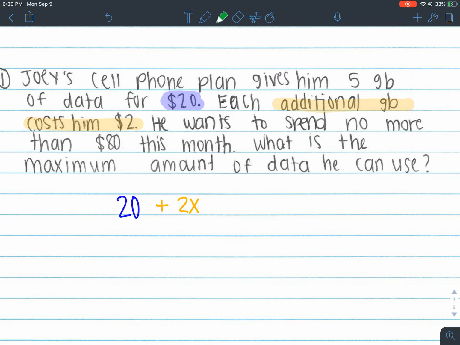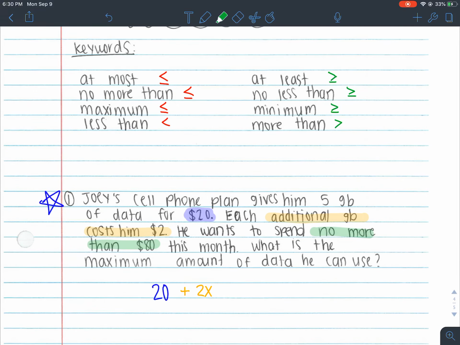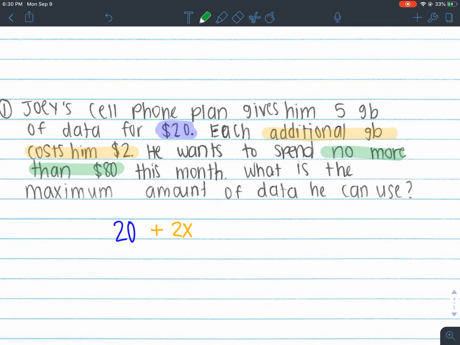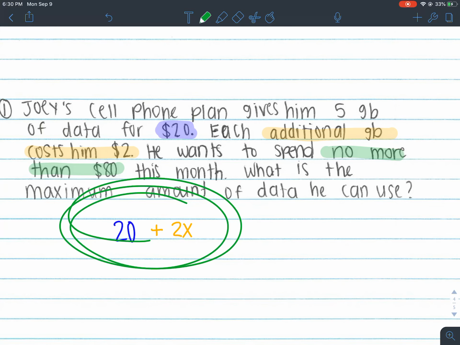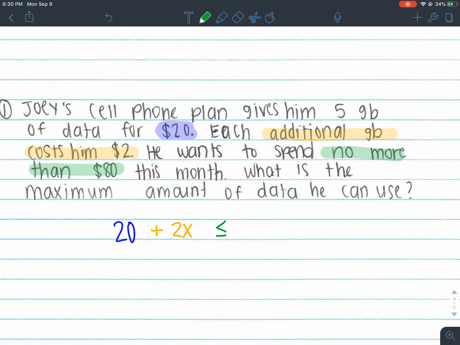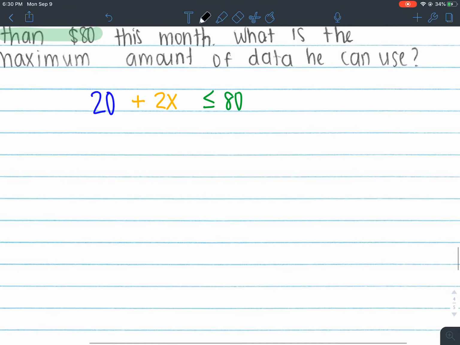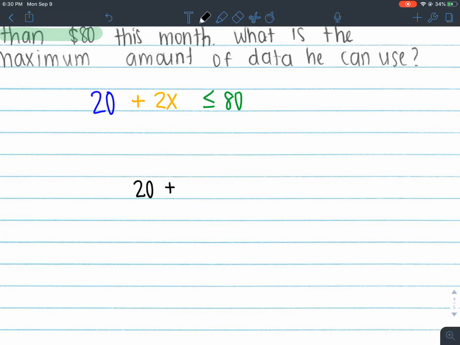All right, the next part says he wants to spend no more than $80. Well, let's look at our keywords here. No more than indicates to me that I'm going to have a less than or equal to sign. So this amount here has to be less than or equal to $80. Okay, I can't have more than $80, but I could have $80. And then from here, you're going to go ahead and solve. So let me go ahead and write it here.